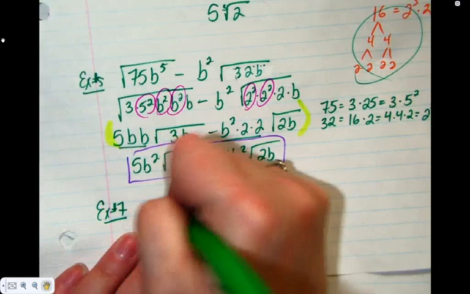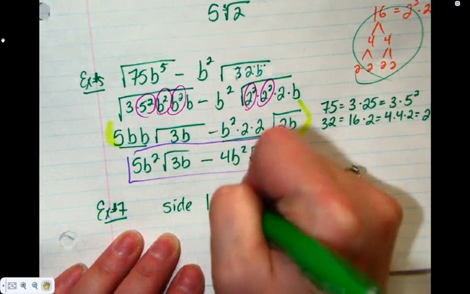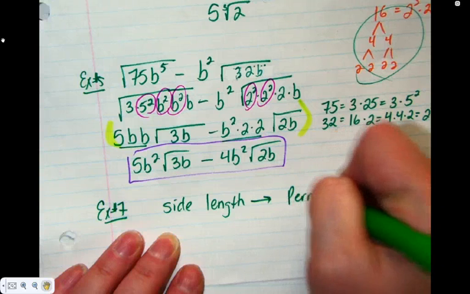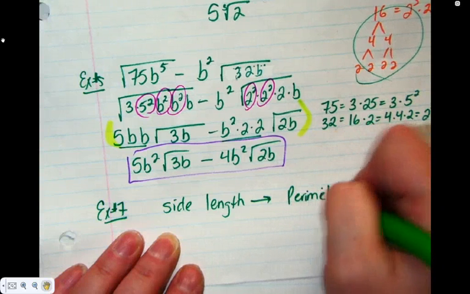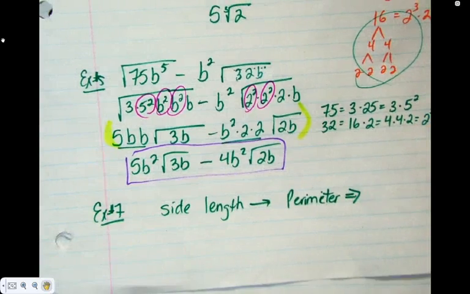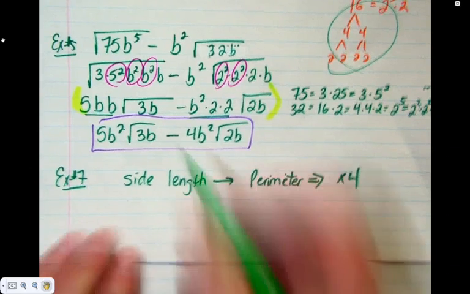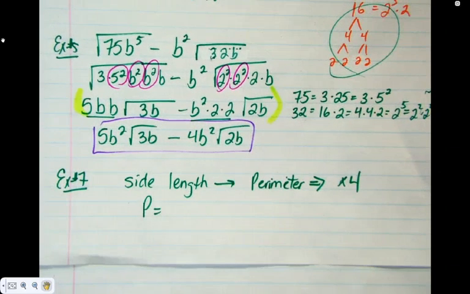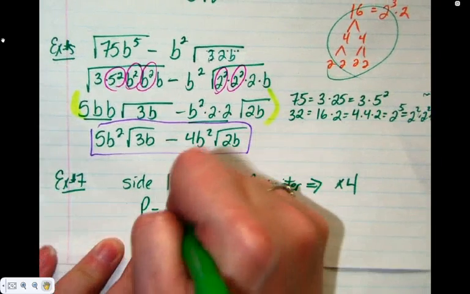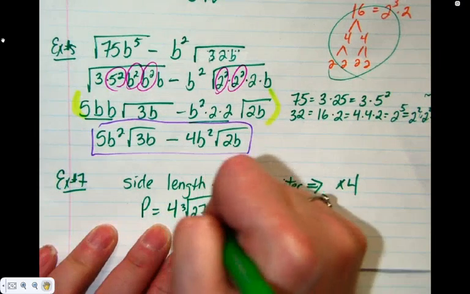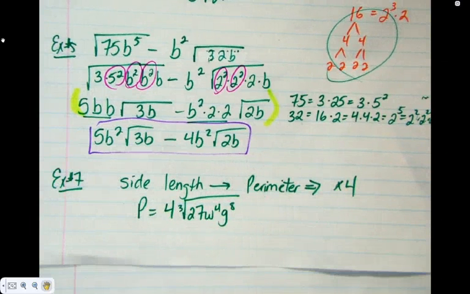I'm going to try to squeeze this in the bottom. When you have the side length of a square, and you are going to the perimeter, I totally spelled it wrong after highlighting perimeter, what do you do? Multiply by 4 in this case. So the perimeter, and I'm just using capital P because we're lazy and don't like to write out words, is going to be 4 times this whole expression. Now what?